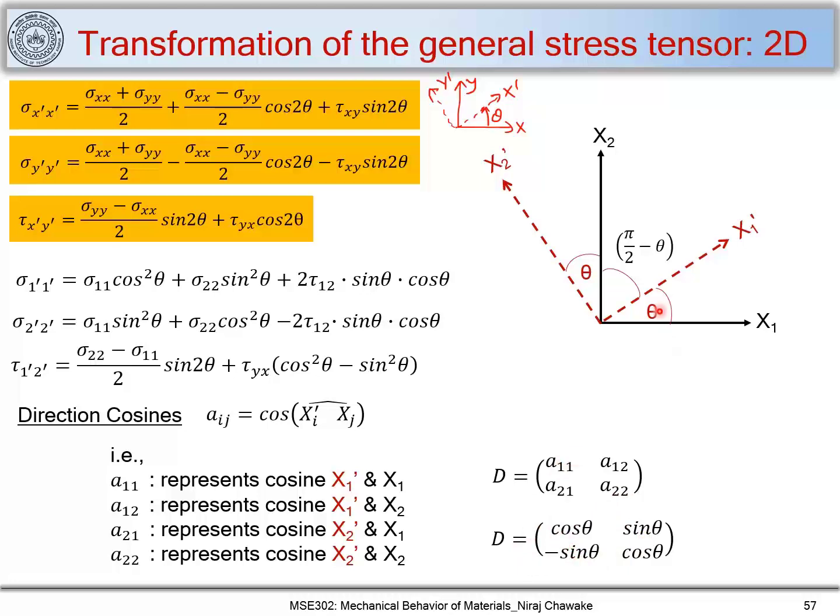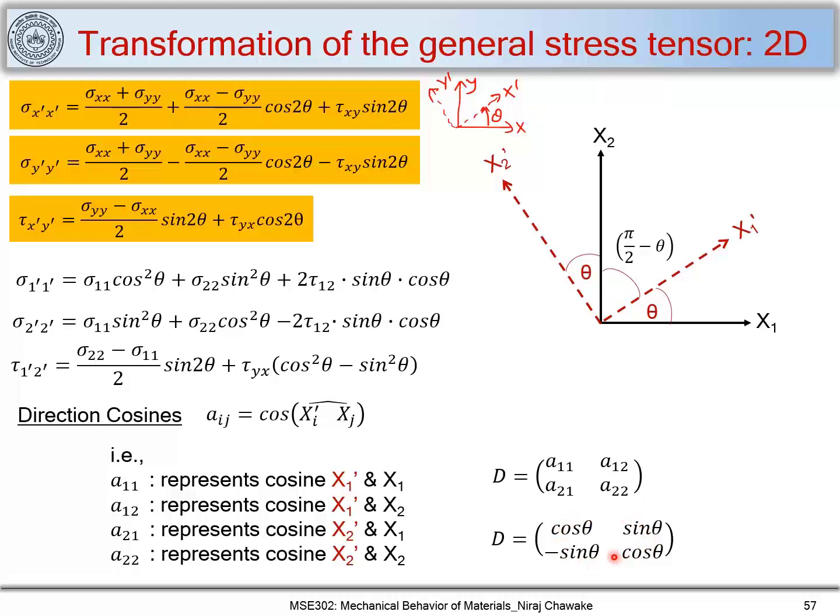a11 is the cosine of the angle between x1 dash and x1. Taking the cosine of this angle, it becomes cos theta. a12 represents the cosine of the angle between x1 dash and x2, so cos of pi by 2 minus theta becomes sine theta. And a22 represents the cosine of the angle between x2 dash and x2, which is cos theta. So I have got this matrix, which I call the matrix of direction cosines.